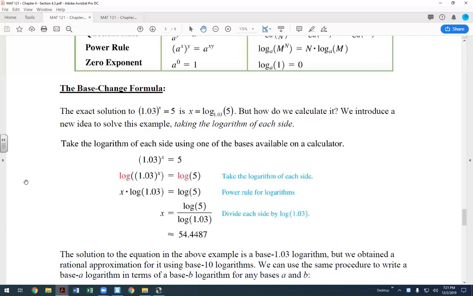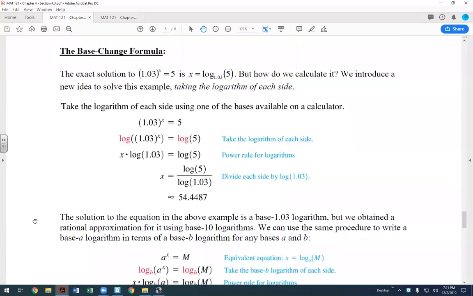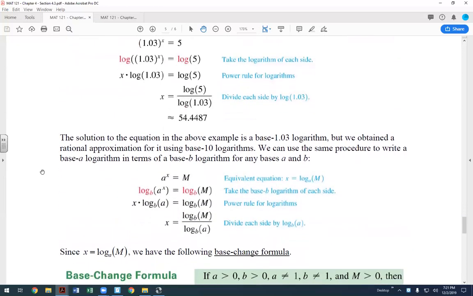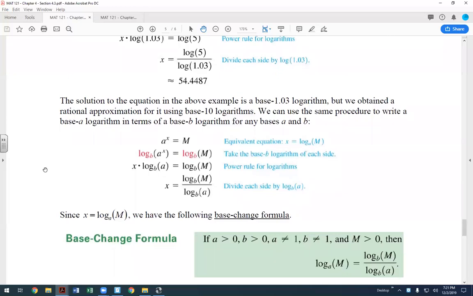1.03 raised to this number will actually end up giving us 5, or at least close enough since this is an approximate answer. So the way the base change formula works, and this is just in general terms, when you have a to the power of x equals m, that m usually goes on the top, so log of m on the top, and log of a on the bottom.